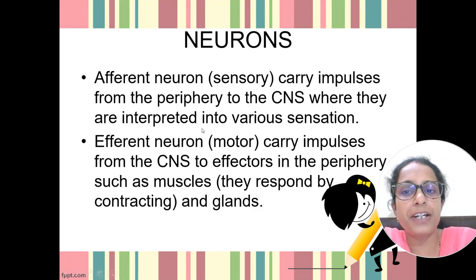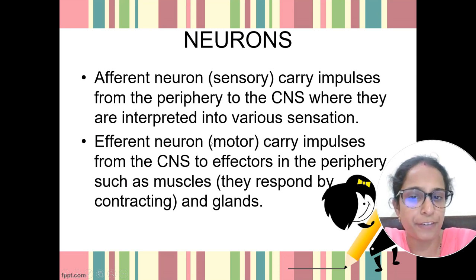Next is afferent neurons and efferent neurons. Neurons are basically of two types, first is afferent and second is efferent. First is afferent neurons, that is also known as sensory neurons, which carry impulses from the periphery to the central nervous system, where they are interpreted into the various sensations.